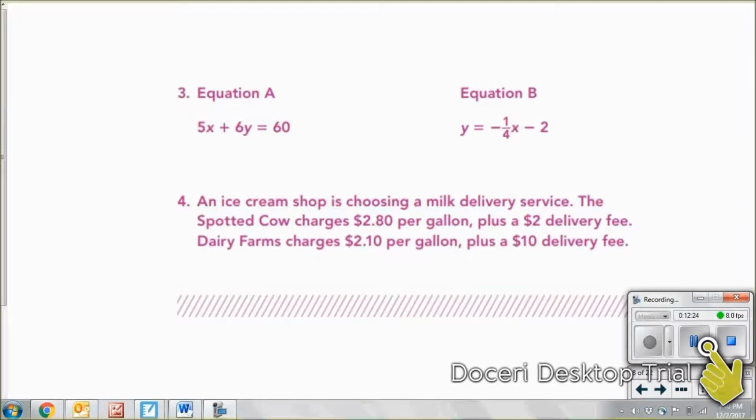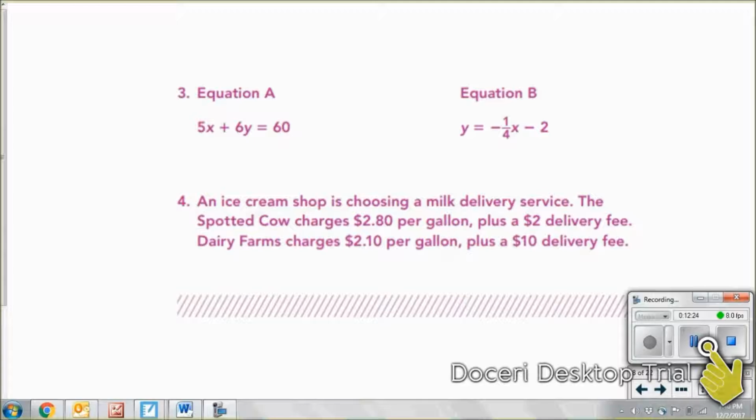Okay, so we have two equations next. We've done a table question, we've done a graph question, now we have an equation question, then we have, as you can see, we finish up with a word problem. So let's look at question 3a. And again, we're looking for the greater rate of change, which is the slope.